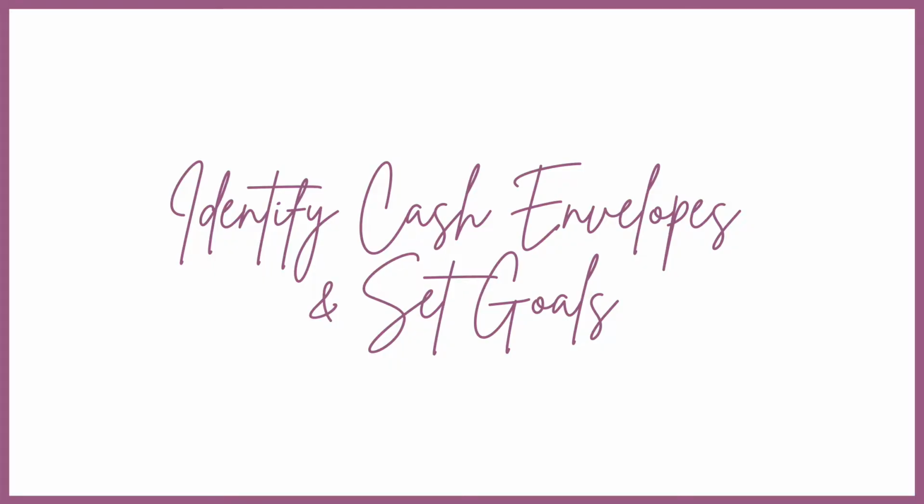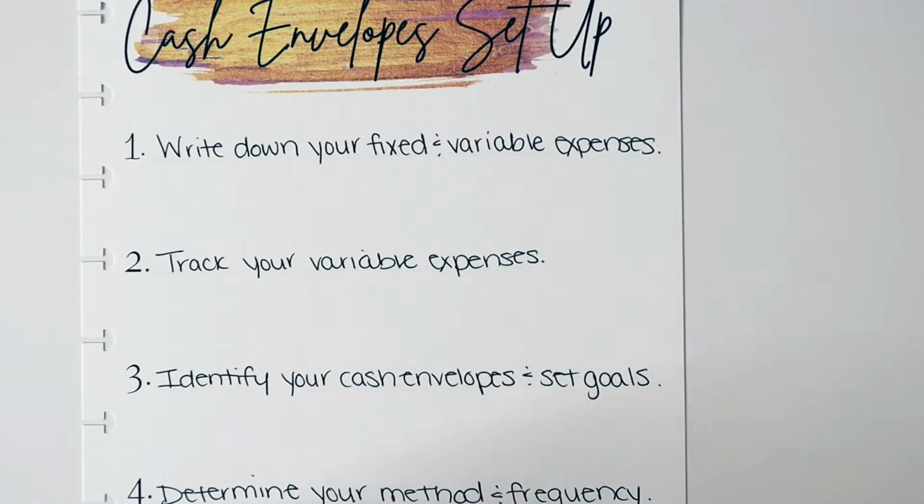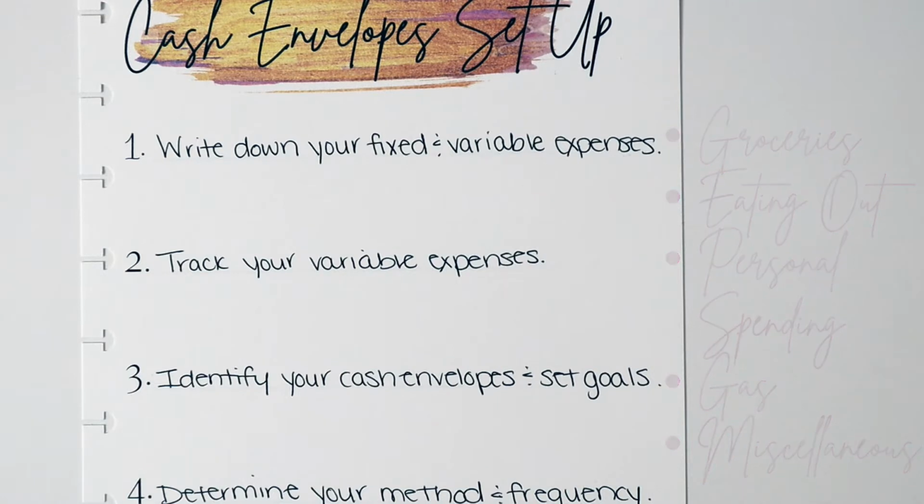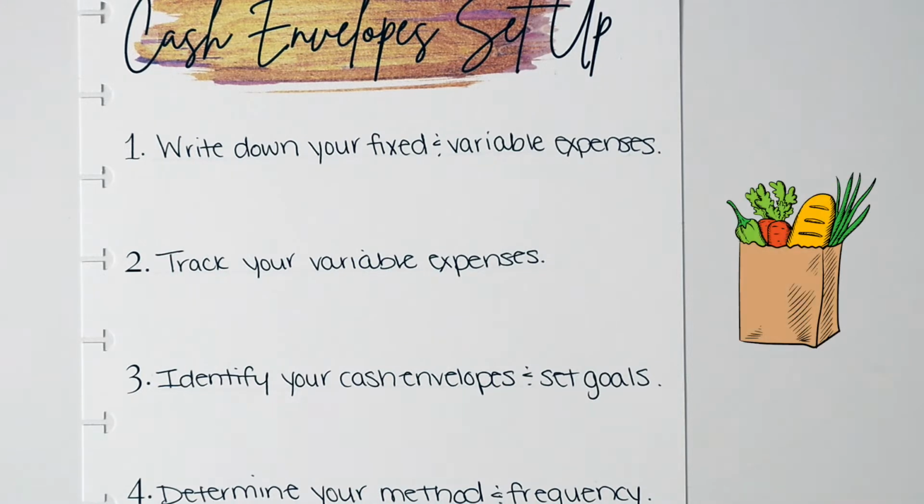So after we tracked our expenses for 1 to 3 months, we identified those areas of our budget that we typically overspend. For us, those areas range from groceries, eating out, personal spending, gas, and miscellaneous. To give you some examples of why we decided to pick those areas, when I looked at our grocery budget, specifically over the summer, there were months that we were spending close to $1,000 on groceries just for a family of 3, 2 adults and our toddler son.